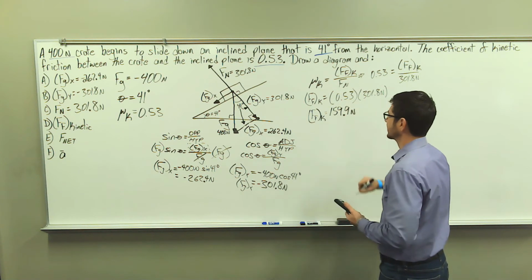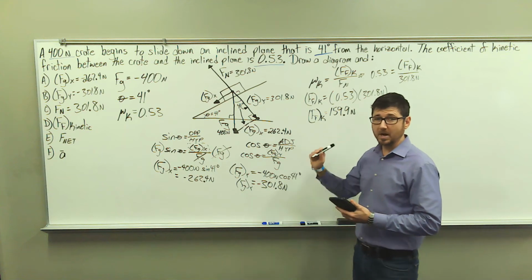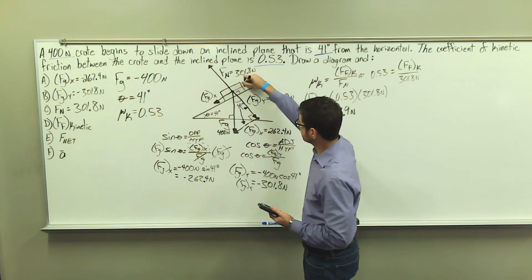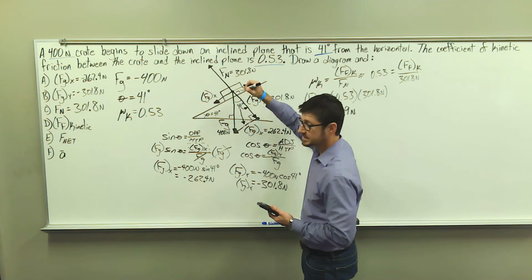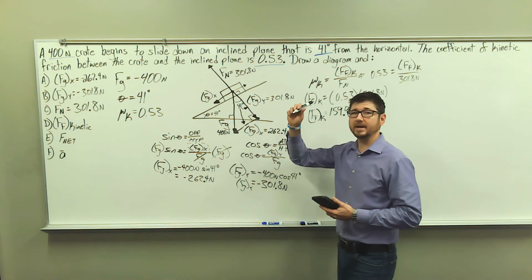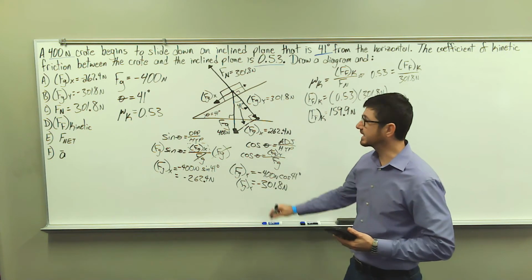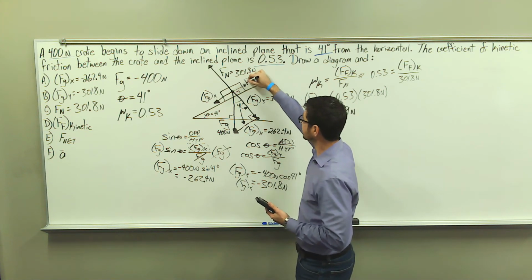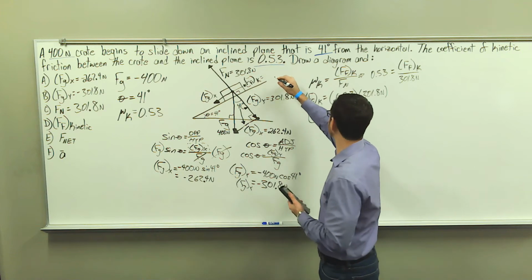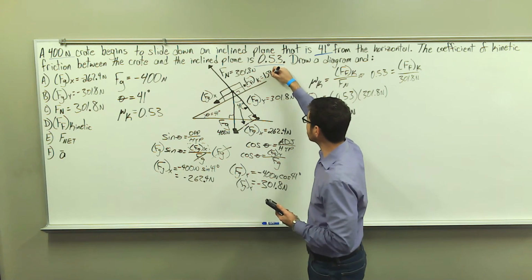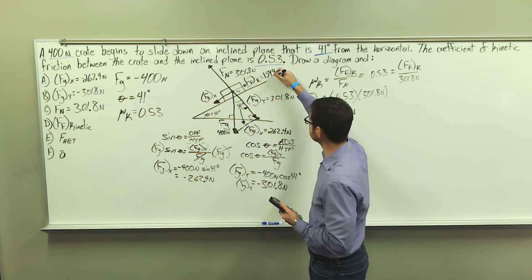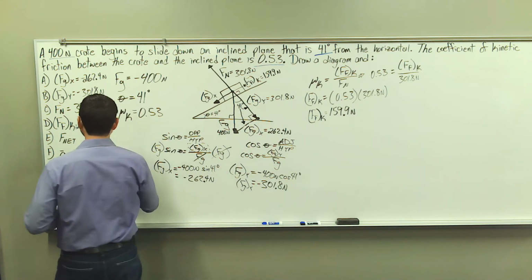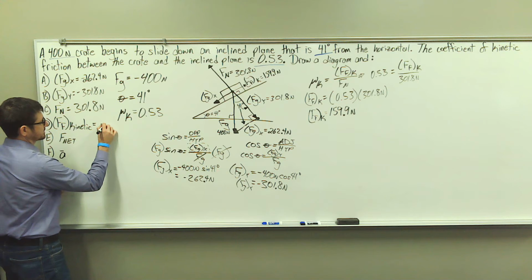Okay. And so we have a positive value here. So this vector is pointing up the ramp, and it is parallel to the inclined plane. Let's go ahead and label it. The kinetic friction force is equal to 159.9 newtons. Okay, let's go ahead and label that over here for your answer.